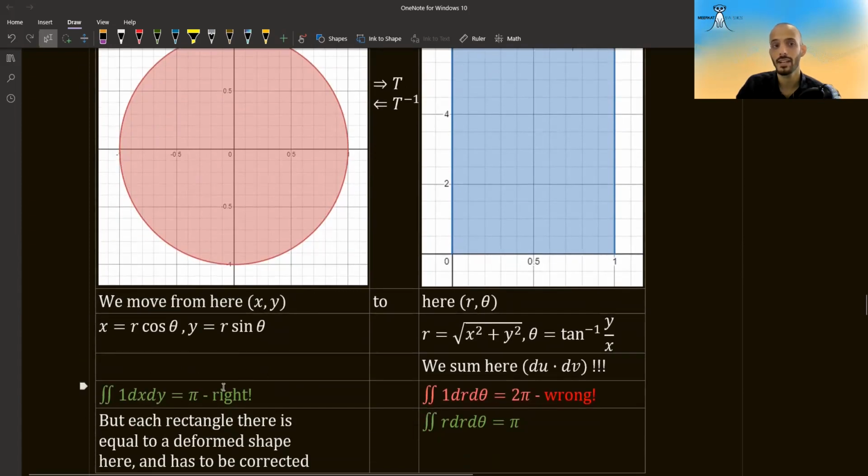We know that the area of the unit circle is pi, right? If r is equal to 1, then pi r squared is just equal to pi. And again, we have to correct for this. The way to correct for this is remembering that each rectangle here is equal to some stripe here, and multiply by this stripe, by this deformation.